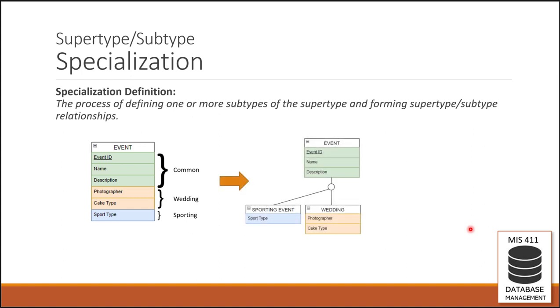So from here, what we do is we basically create the supertype event, right? All the common attributes go to event, and all of the attributes that are specific to weddings go to weddings, and all the attributes specific to sporting types or sporting events go to sporting events.